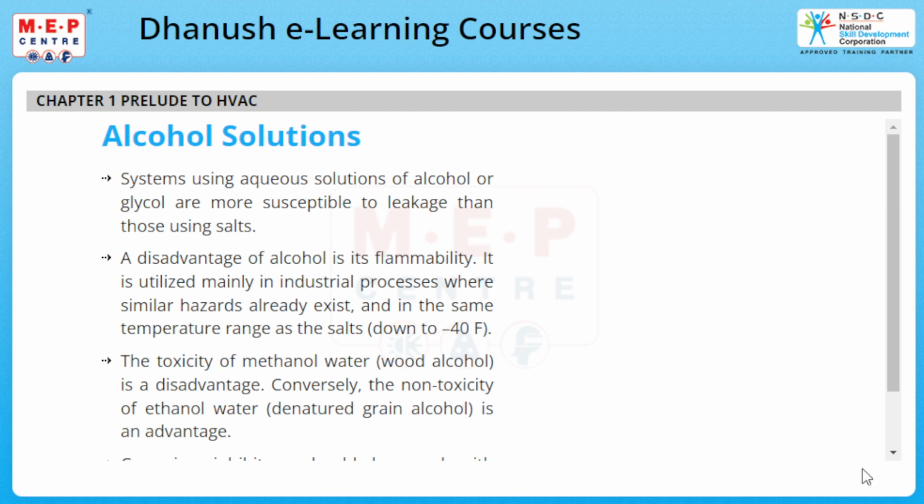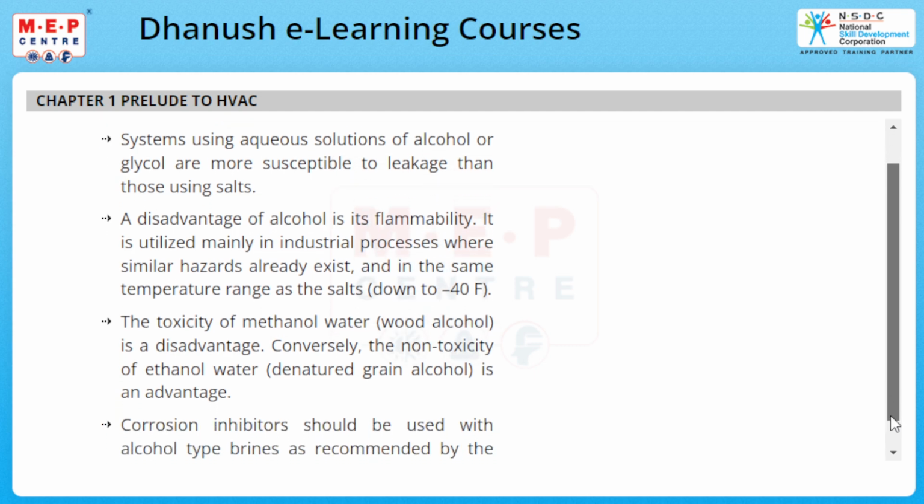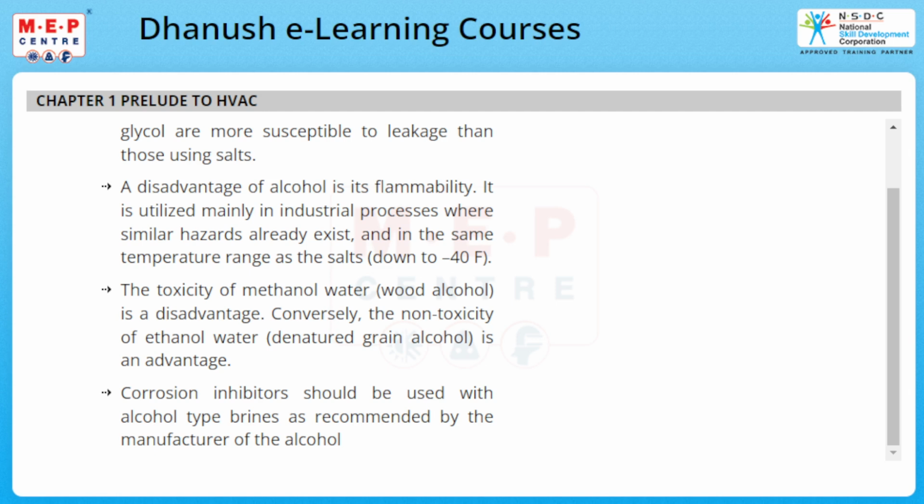The toxicity of methanol water, wood alcohol, is a disadvantage. Conversely, the non-toxicity of ethanol water, denatured grain alcohol, is an advantage. Corrosion inhibitors should be used with alcohol-type brines as recommended by the manufacturer of the alcohol.